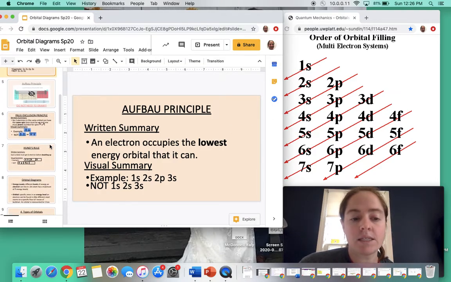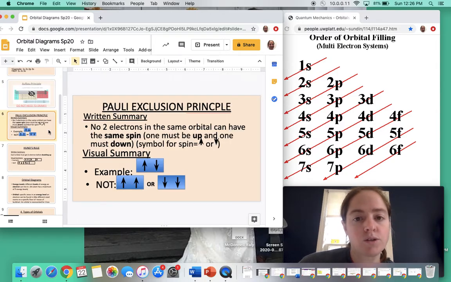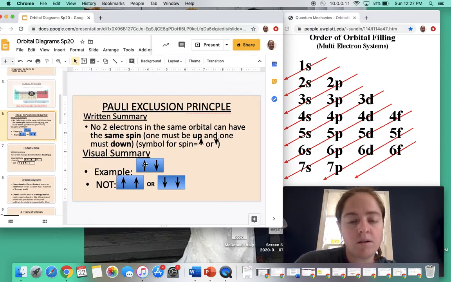Okay, the next principle that we're going to look at is the Pauli exclusion principle. So what that means is no two electrons in the same orbital can have the same spin. An orbital is a box. I know you think this is crazy, it'll make sense in a little bit.